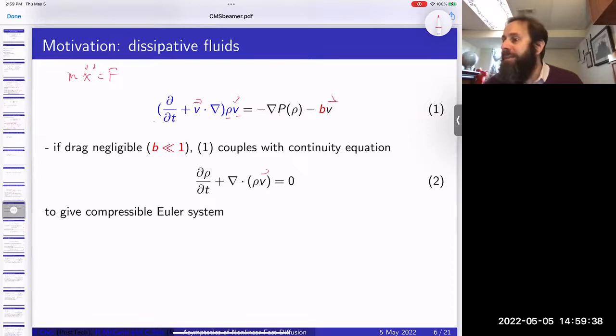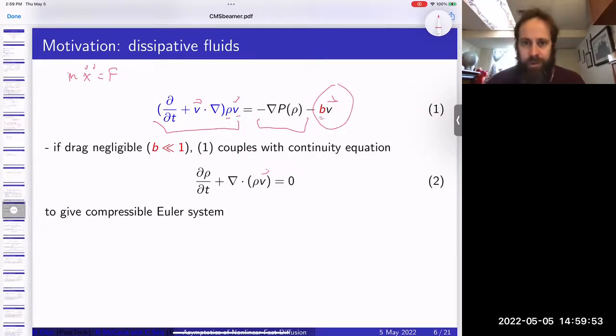So this is basically like the acceleration, and the applied force might be minus a pressure gradient. And if I'm moving through a porous medium, there would also be some drag associated to the medium, and b would be a coefficient of friction for moving through that medium. Usually physicists, when they have a model with friction in it, either assume that friction is negligible. And if you do that in this equation and you couple it to the continuity equation for rho, then you get the compressible Euler system with an equation of state p depending on rho.